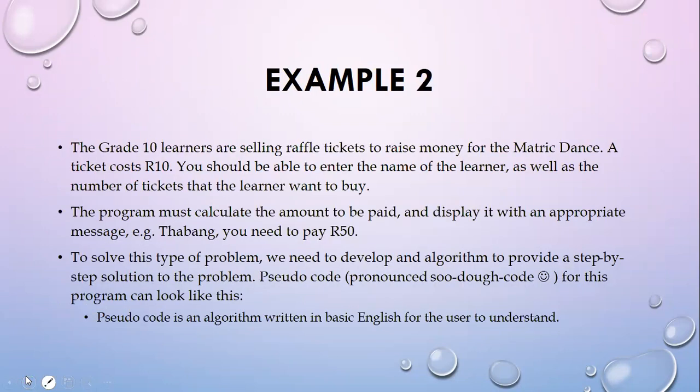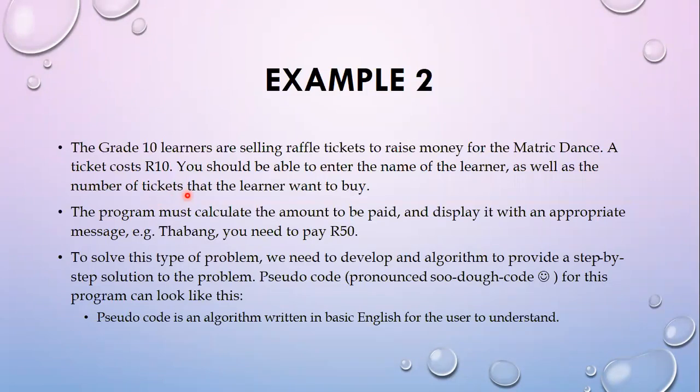Okay, let's take a look at another example. This time, the grade 10 learners are selling raffle tickets to raise money for the matric dance. So they think you're such a fantastic group that they are giving you the responsibility to raise funds for the matric dance. A ticket is going to cost 10 Rand. You should be able to enter the name of the learner, as well as the number of tickets that the learner wants to buy.